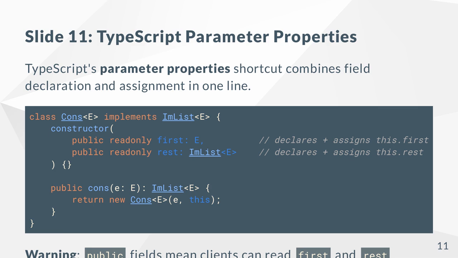TypeScript's parameter properties provide a shortcut that combines field declaration and assignment in a single line. In the Cons class, the constructor declares public readonly first and public readonly rest as parameter properties. TypeScript automatically creates the fields and assigns the constructor arguments to them. The cons method creates a new Cons with the element at the front and this list as the tail. A note on public fields: they are safe here only because ImList is immutable. Reading a field cannot corrupt the rep.